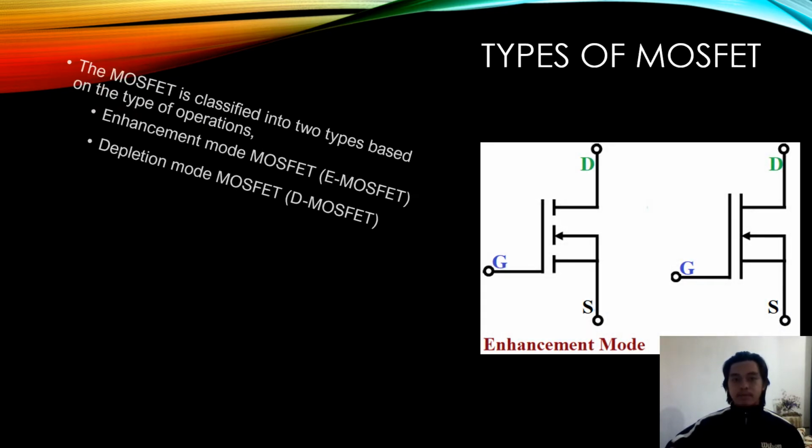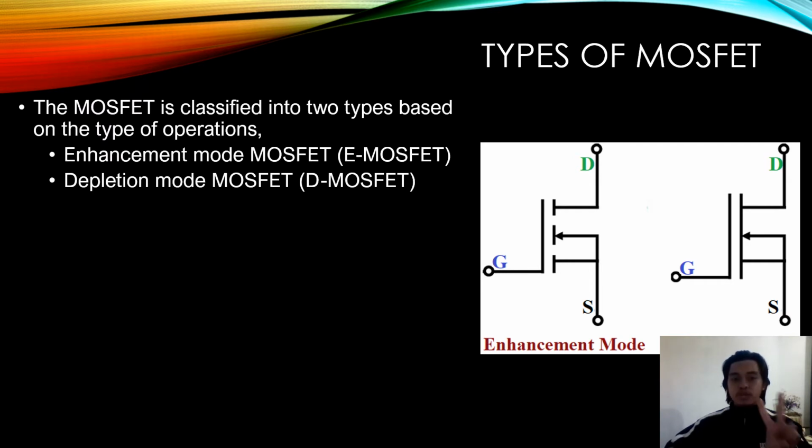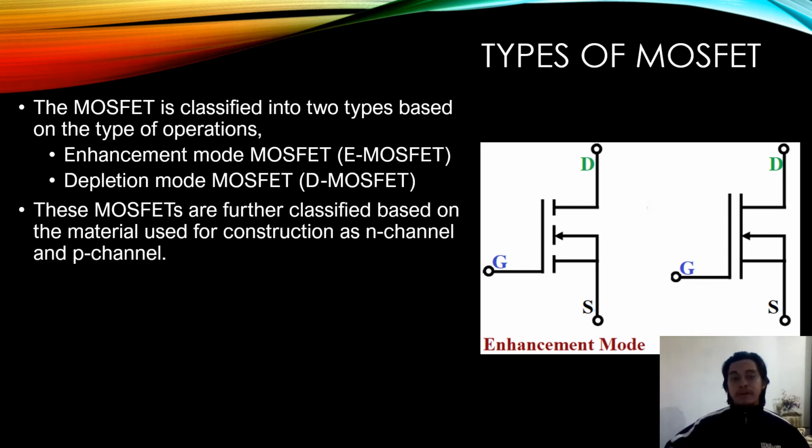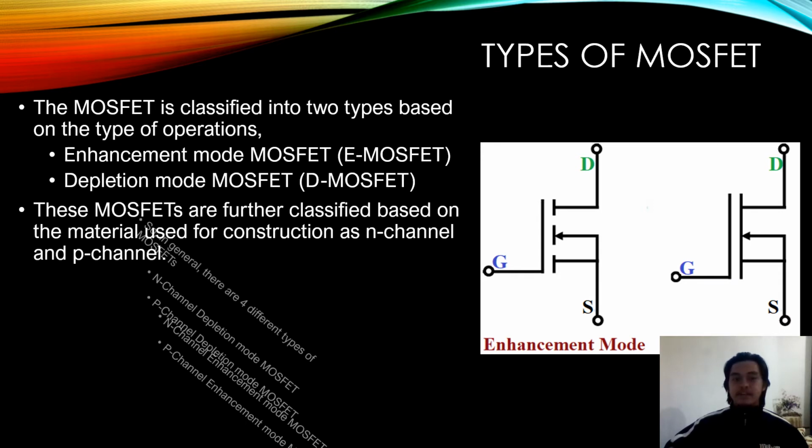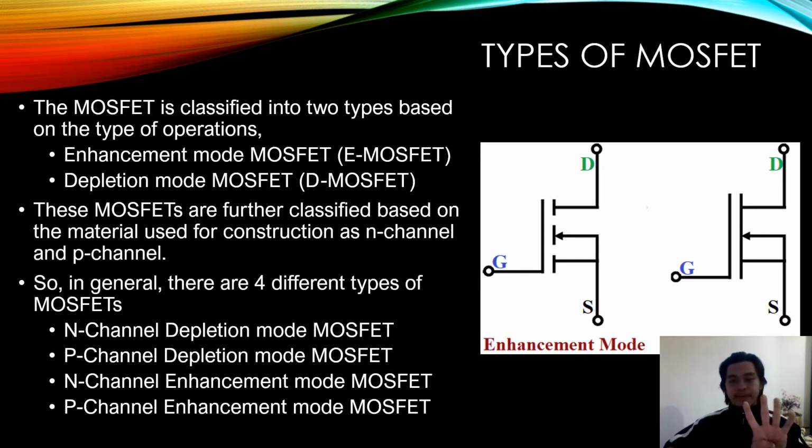Next, we go to the types of MOSFET. The MOSFET is classified into two types based on their type of operation. The first one is the enhancement mode MOSFET, and the second one is the depletion mode MOSFET. These MOSFETs are further classified based on the material used for construction, as N channel and P channel. So, in general, there are four types of MOSFET. First, the N channel depletion mode MOSFET. Second, the P channel depletion mode MOSFET. Third, the N channel enhancement mode MOSFET. And the last one is the P channel enhancement mode MOSFET.